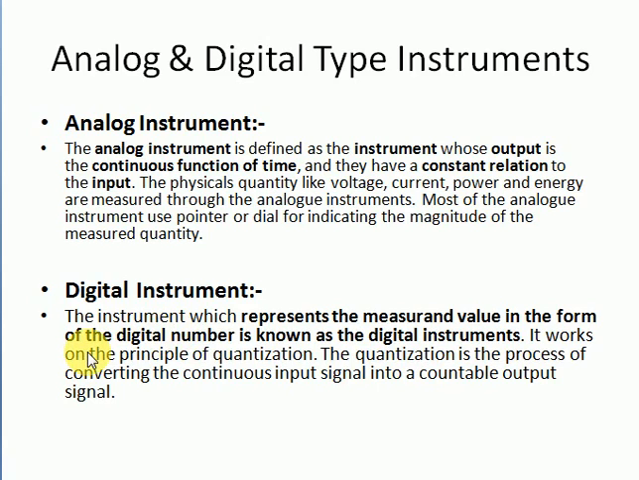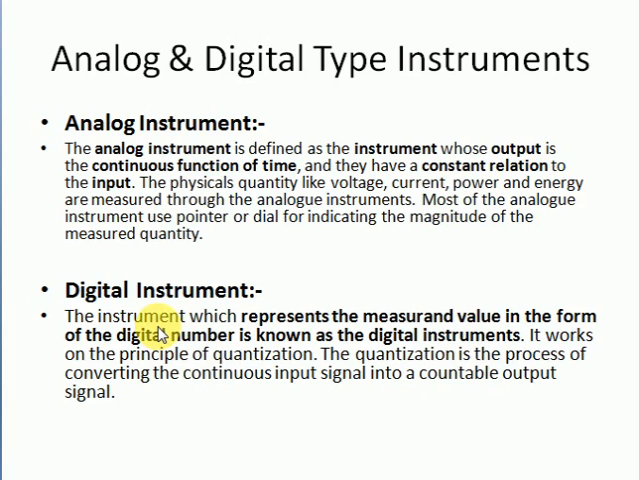It works on the principle of quantization, and quantization is the process of converting the continuous input signal into a countable output signal. Examples of these kinds of instruments are logic analyzers, microprocessor based instruments, computers, and digital counters. Those are also examples of digital instruments.